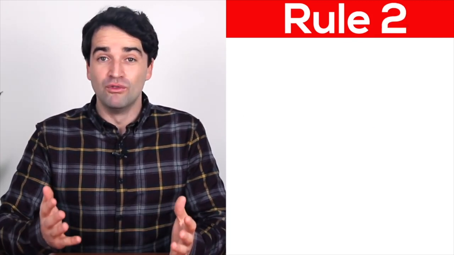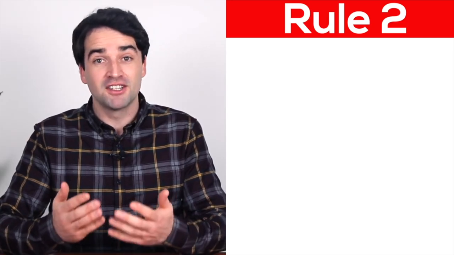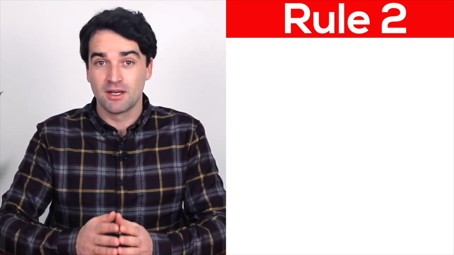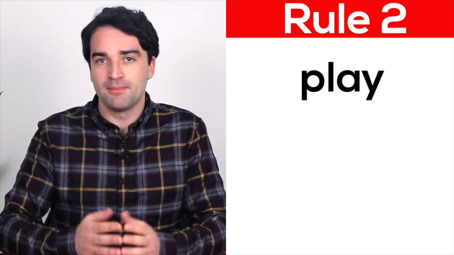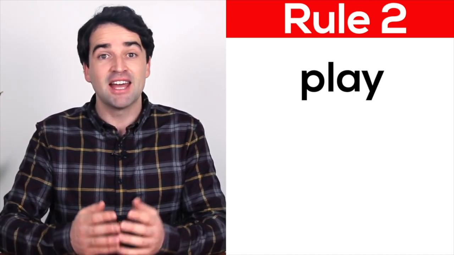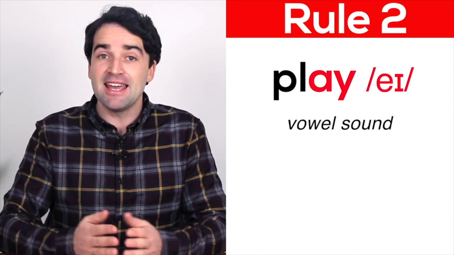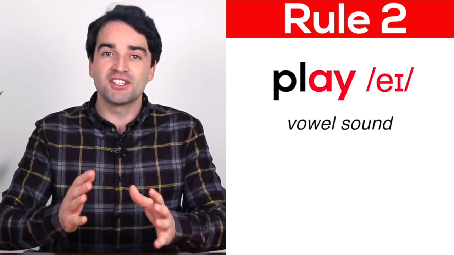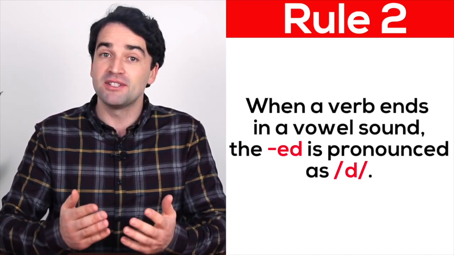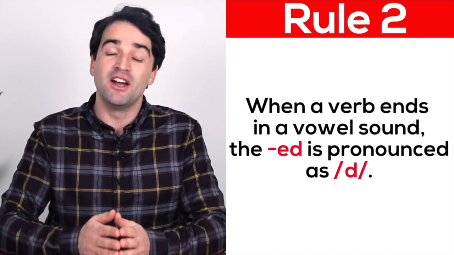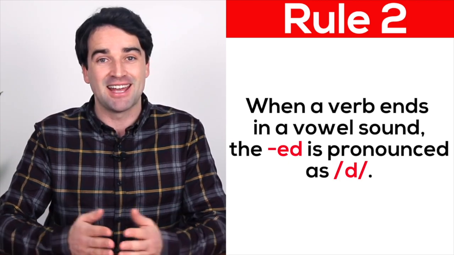There is one more rule you should know for the d sound for past tense verbs. So look at the word play. What's the last sound in play? Right, it is ay. And ay is a vowel sound. So the second rule is that verbs that end in a vowel also take the d sound when they are used in the regular past tense.